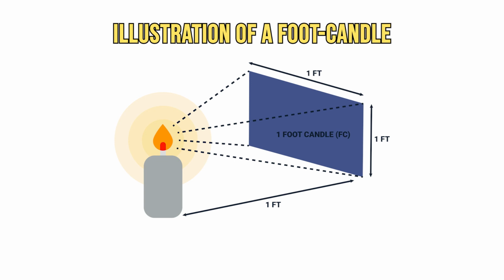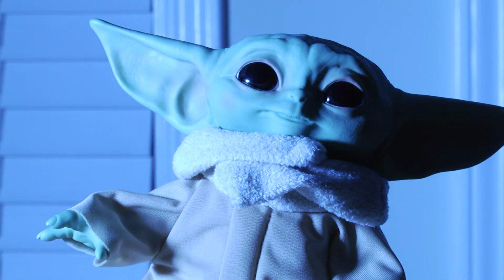So if I were to hold up a piece of paper 1 foot away from a standard candle, the amount of light that hits that paper will be 1 foot candle. It's a measurement of intensity of light. So what we're going to do is measure the intensity of the light striking Baby Yoda.